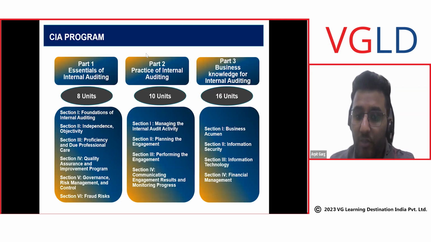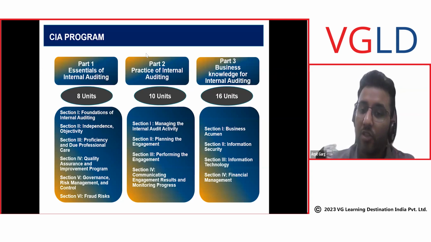Once we have done all of that, we perform the engagement: how we gather the information, analyze the information, do sampling, and also supervision. All of that is what we understand. And then finally, once we have completed the audit, how do we communicate the results and then do the follow-up?